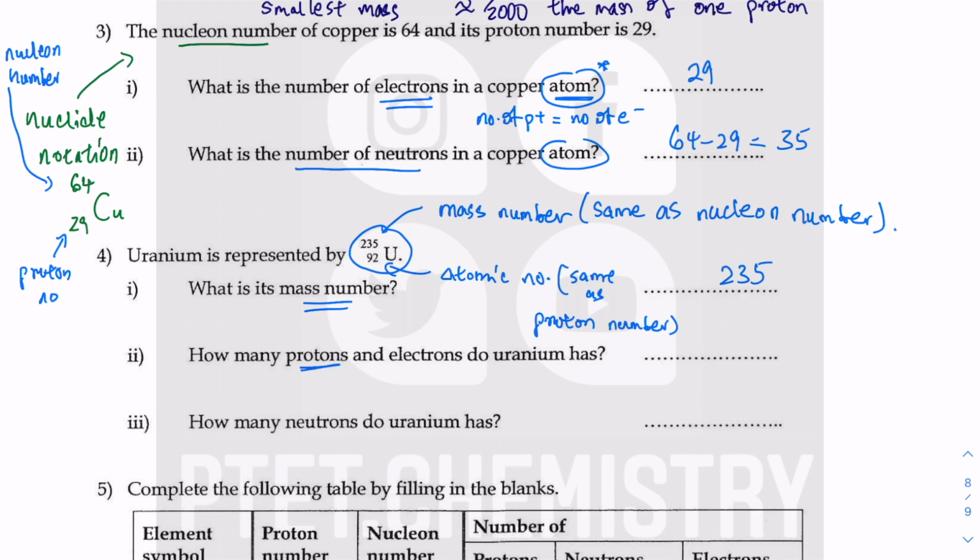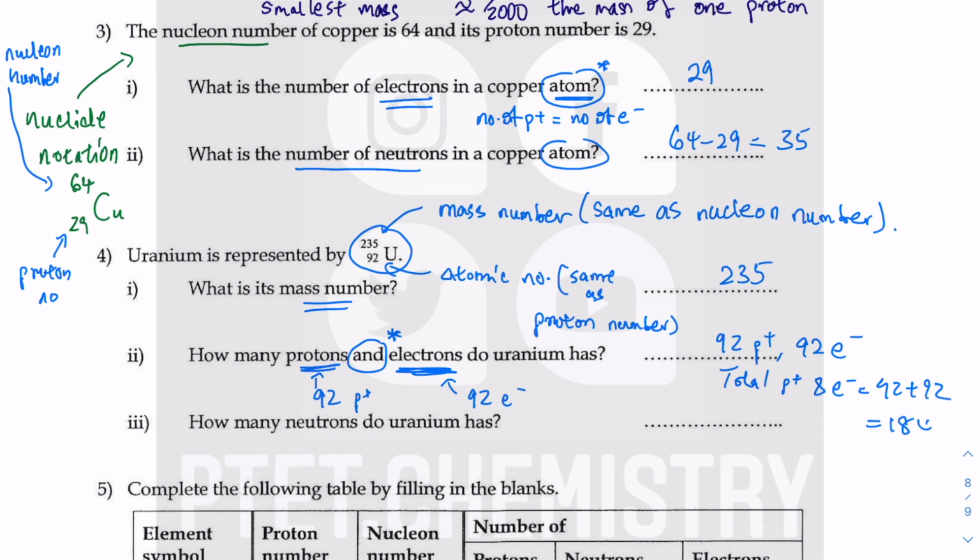How many protons and electrons? So the key thing there is protons and electrons. The number of protons in an atom of this is 92, and electrons would therefore be 92, because the number of protons is equal to the number of electrons for the overall atom. Atoms are uncharged, okay? So 92 protons, 92 electrons, all right? So the total of protons and electrons is 92 plus 92, which is 184.